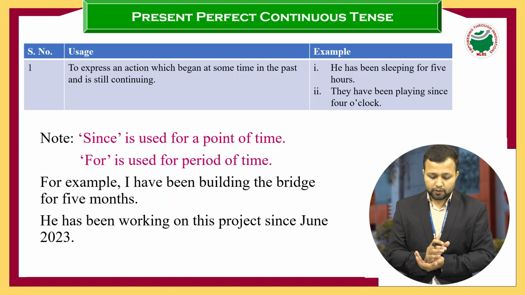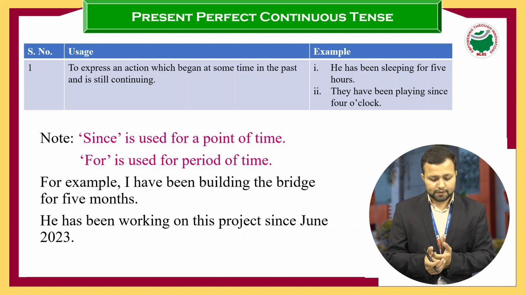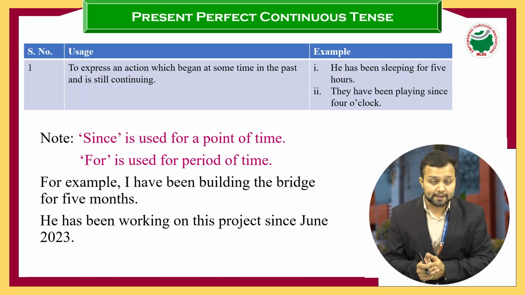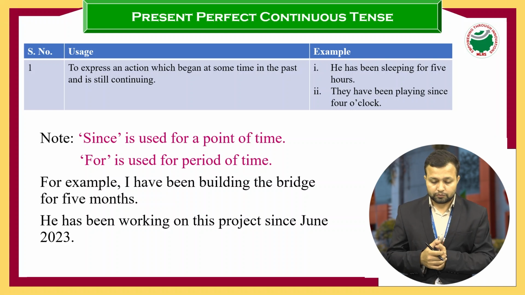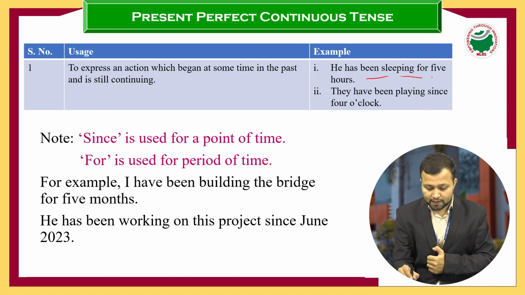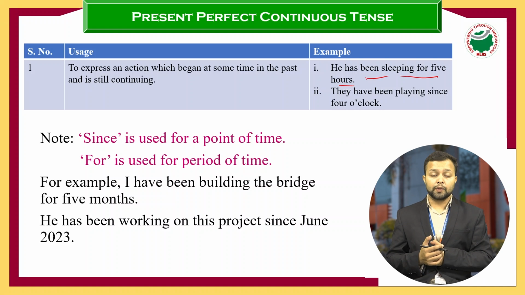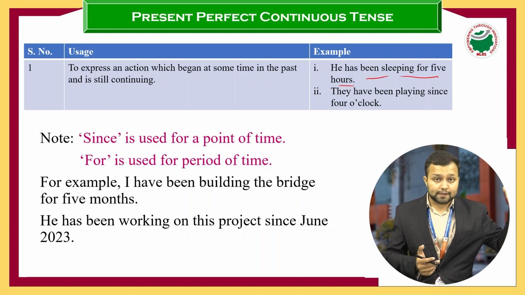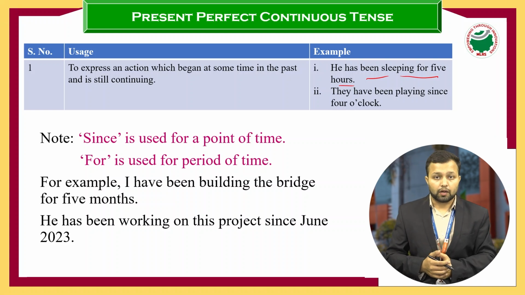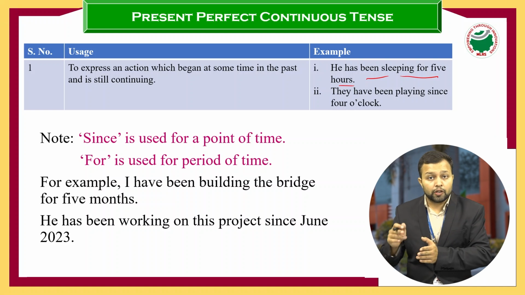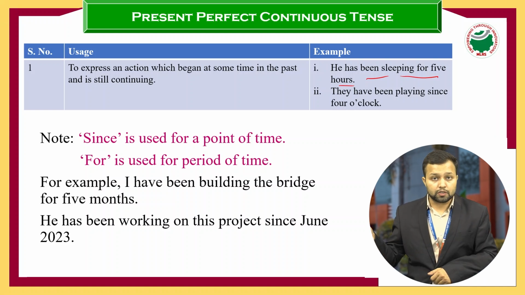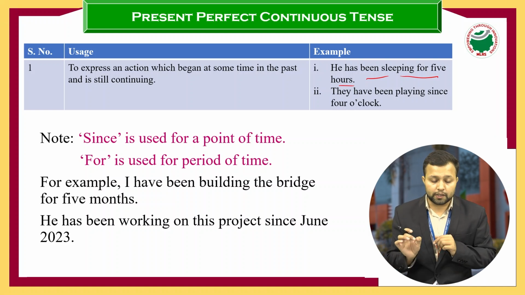So present perfect continuous tense is used to express an action which began at some point of time in the past and is still continuing. For example, he has been sleeping for 5 hours. That means he started sleeping 5 hours back and he's still sleeping. I don't know up to what time he'll be sleeping, but he's still sleeping. We are not sure about the future, but at present it is continuous.